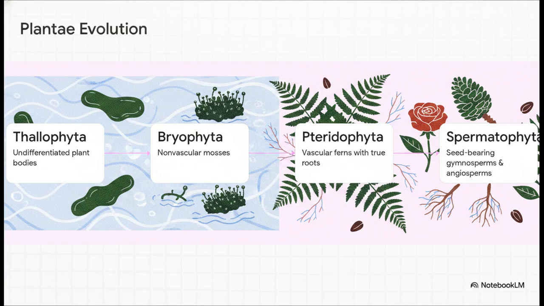Step 3 brings a massive evolutionary upgrade. Pteridophyta, the ferns. Now we have true roots and a proper vascular system to transport water. And finally, step 4 is Spermatophyta, the highly advanced seed-bearing plants like towering pine trees and flowering roses. Memorize those 4 steps and you will navigate any tricky botany question with total ease.